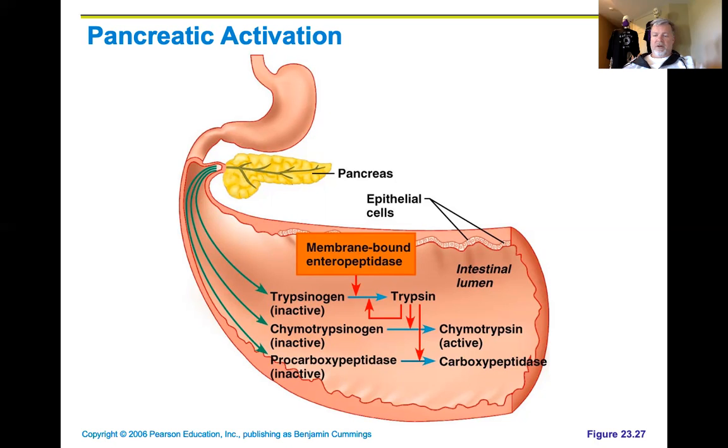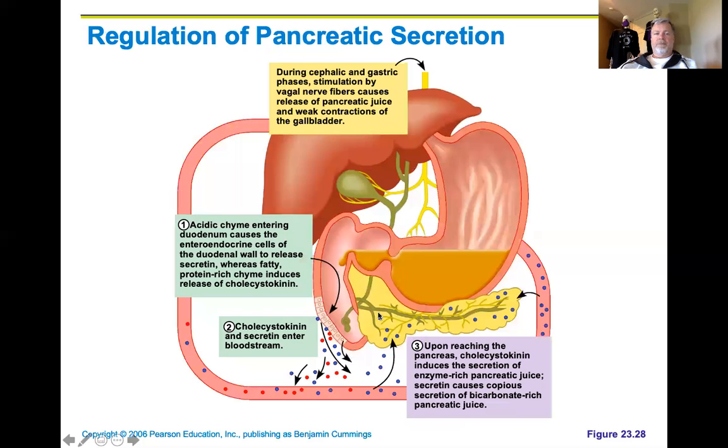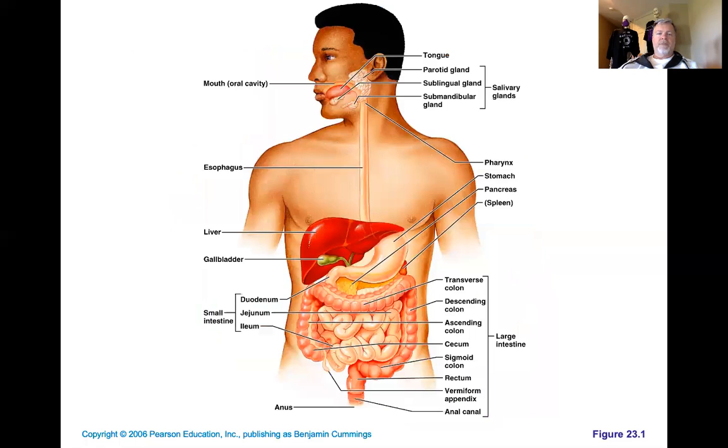By the way, this picture here, 23.27, just shows everything as it comes in from the pancreas because it's inactive and it becomes activated. That's all it is. And then this figure, 23.28, just shows how we release it. Okay, and I'll let you look through that. I want to move into the large intestine.